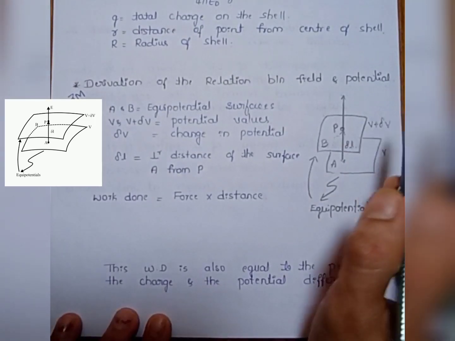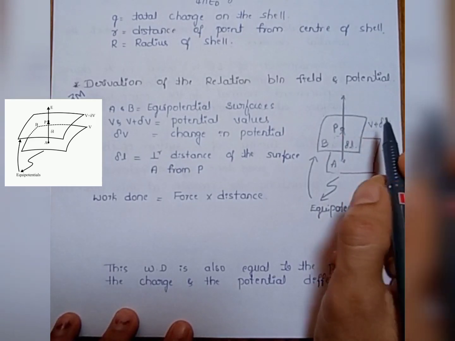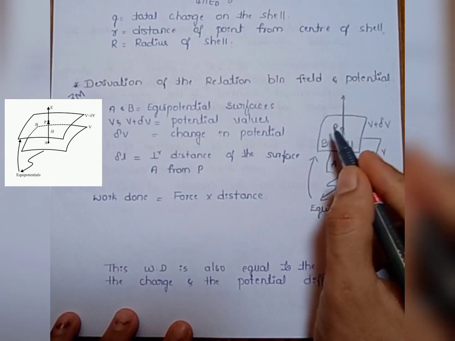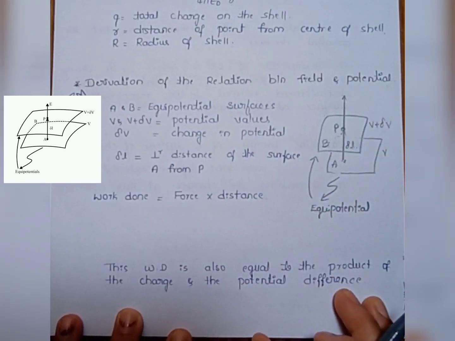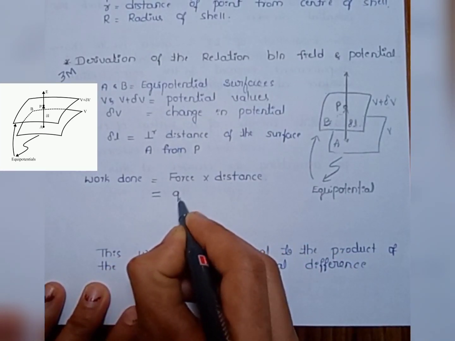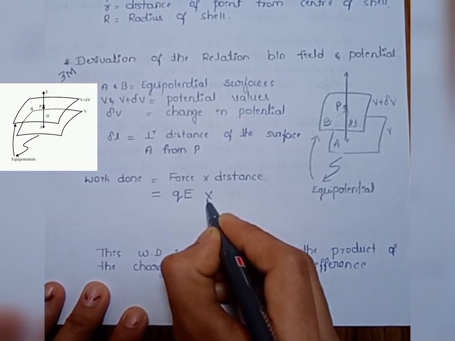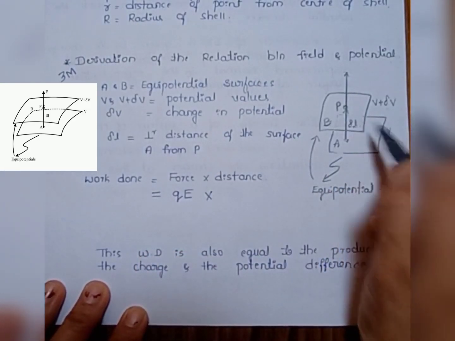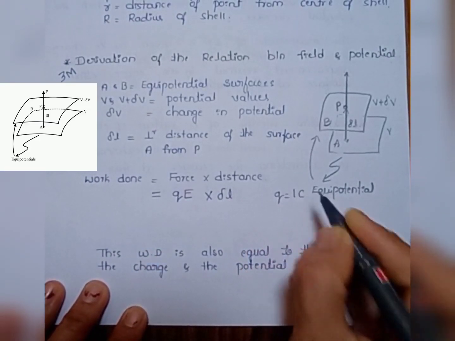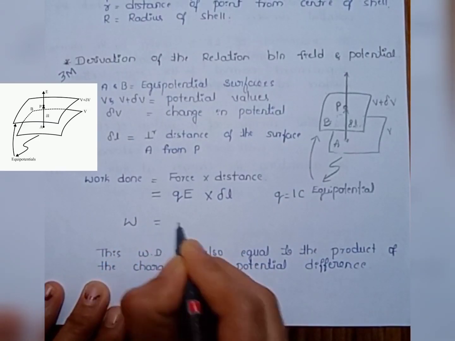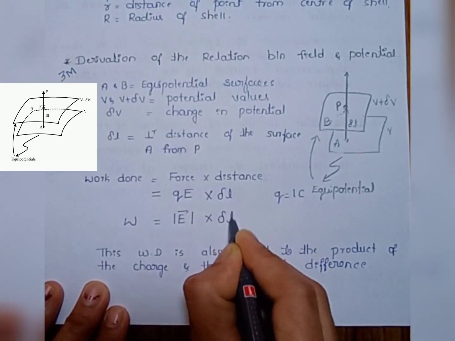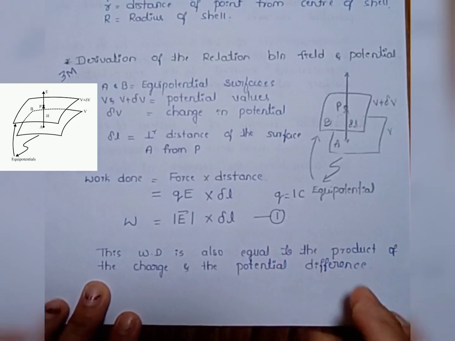When a unit positive charge, 1 coulomb, is moved along this perpendicular distance from the surface B to A against the electric field, then the work done can be written as force into distance. Force can be written as Q into E, and the distance is delta L. Here the value of Q is equal to 1 coulomb, then the value of W is equal to E into delta L. Take it as equation 1.